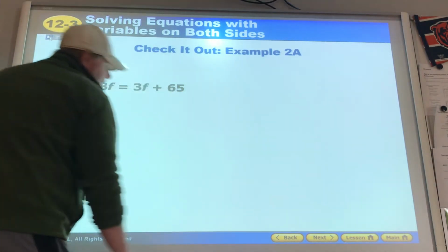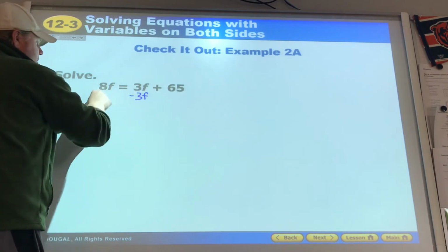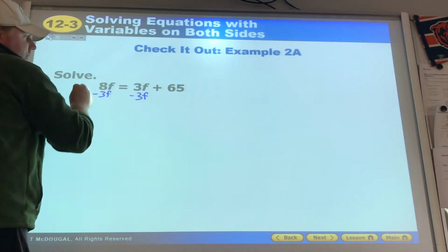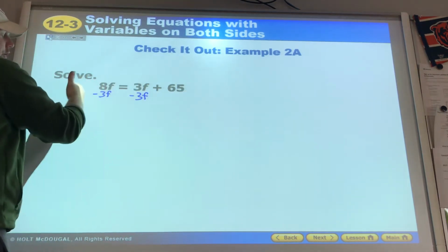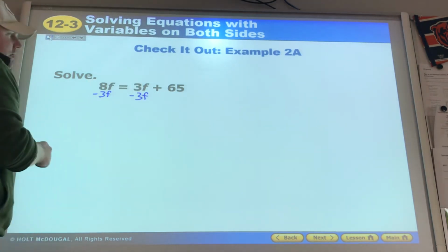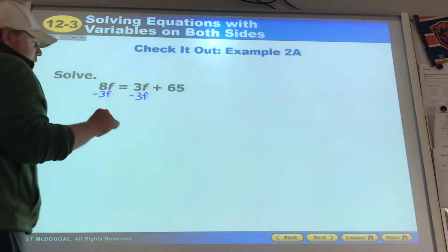All right, here. They're being nice, they're not doing them where we have both things. Subtract 3f, subtract 3f. The reason we're moving 3f is because we want all the terms without variables on one side and all the terms with variables on the other side. If I were to move 8 over here, I'd have everything on one side and that'd do no good. So we're trying to do this in the fewest moves possible. We'll talk through that on Tuesday.